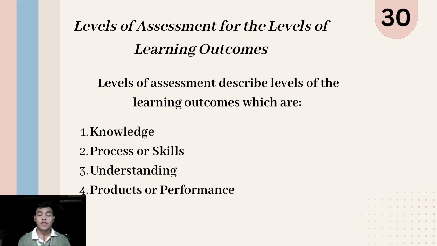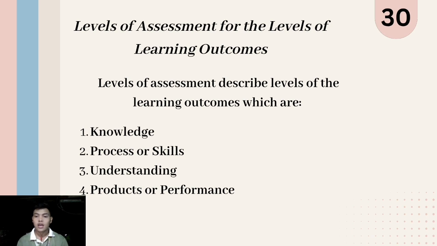Moving on, we are going to discuss the levels of assessment for the levels of learning outcomes. Levels of assessment describe the levels of the learning outcomes, which are the following. First, knowledge. Second, process or skills. Third, understanding. Fourth, products or performance. The levels of learning outcomes are also used to describe the levels of assessment. Through DepEd Order 73, series of 2012, levels of learning outcomes are also the levels of assessment.